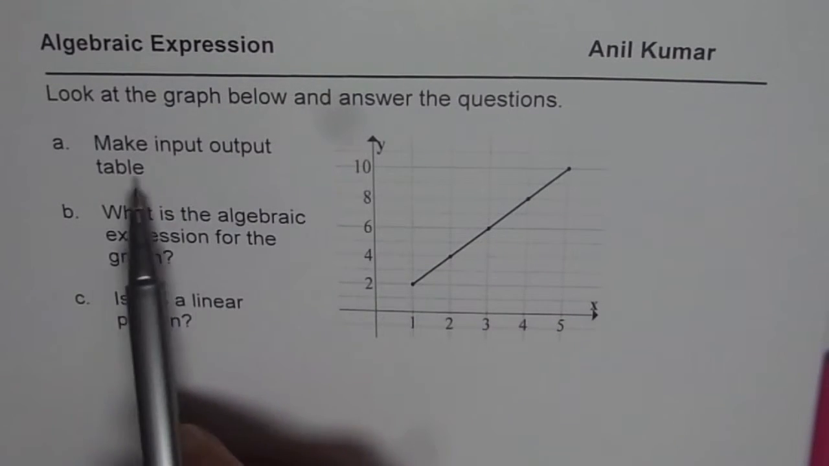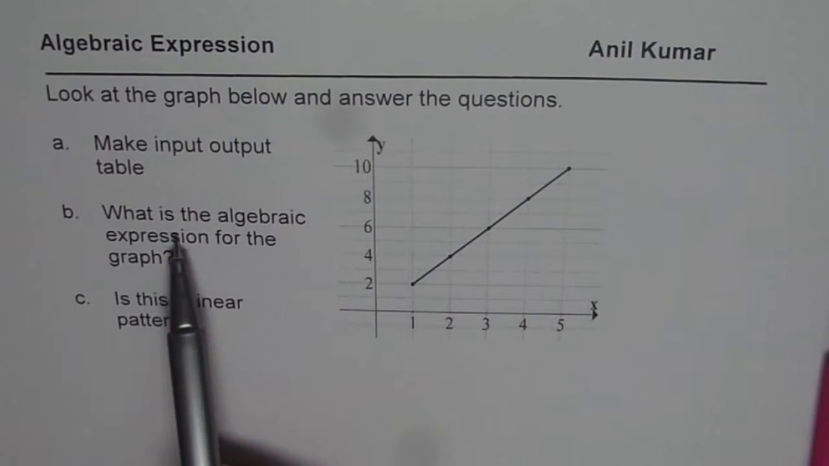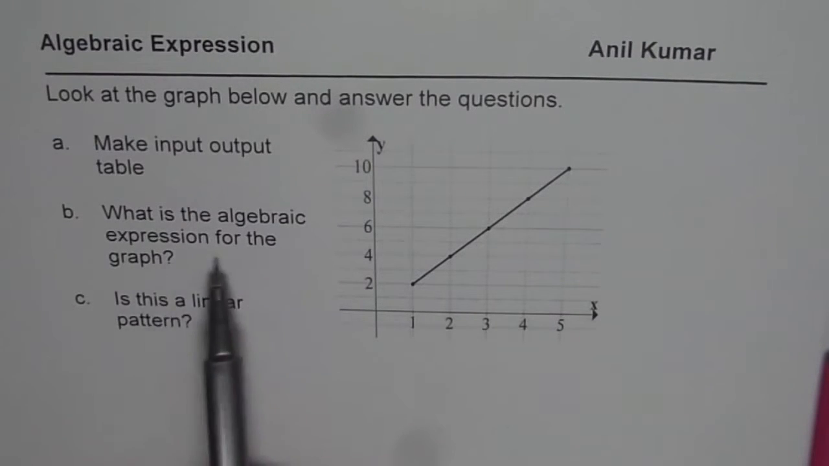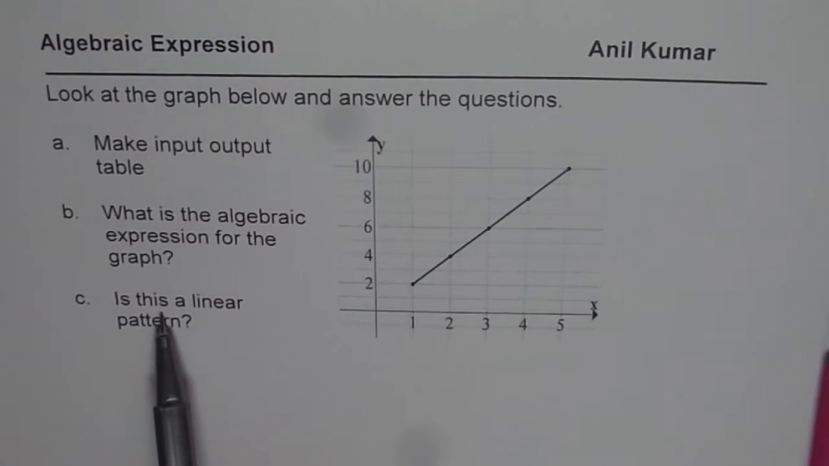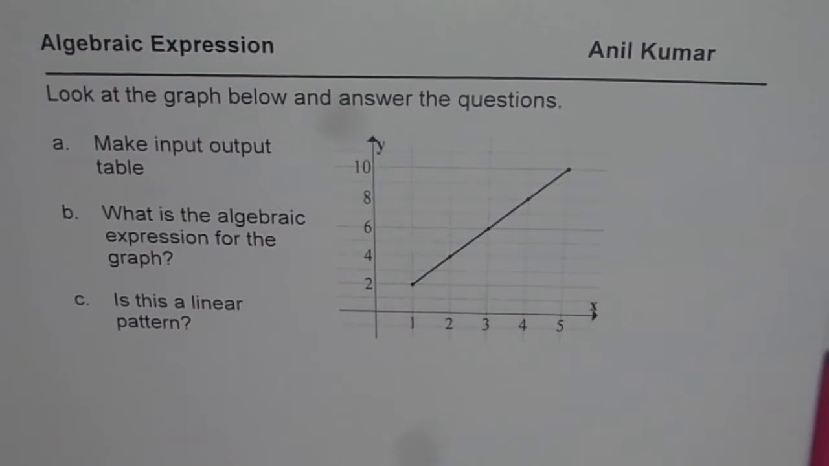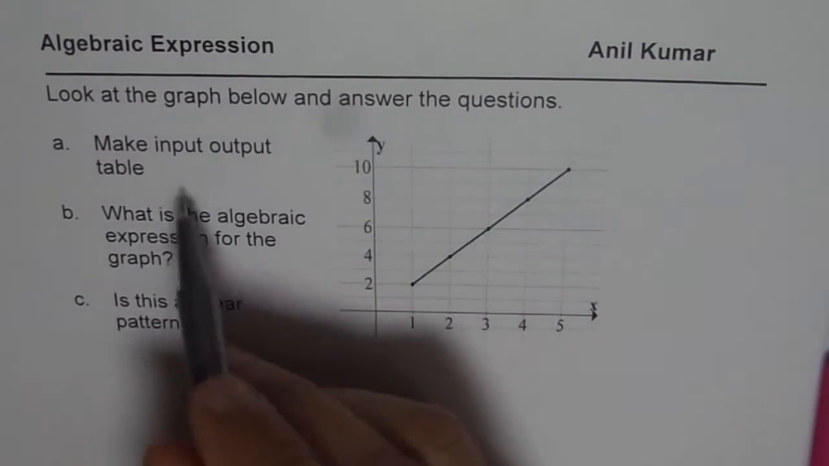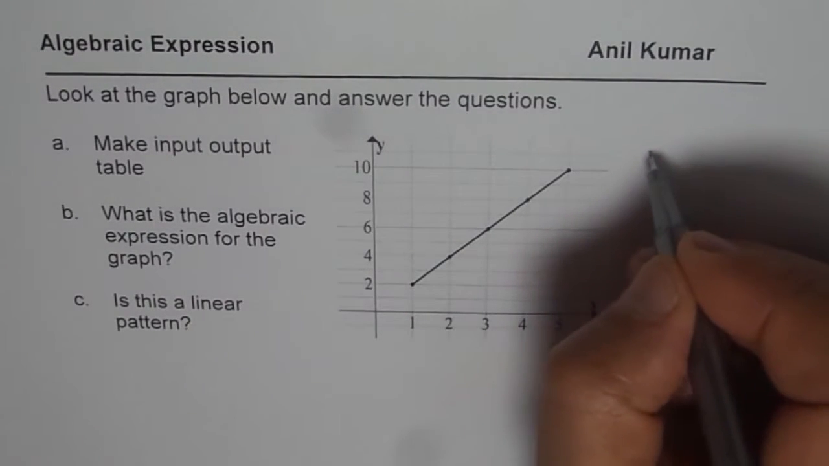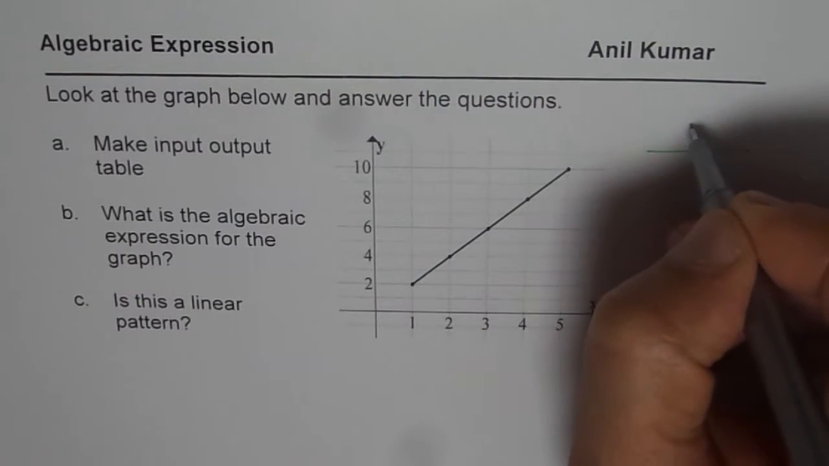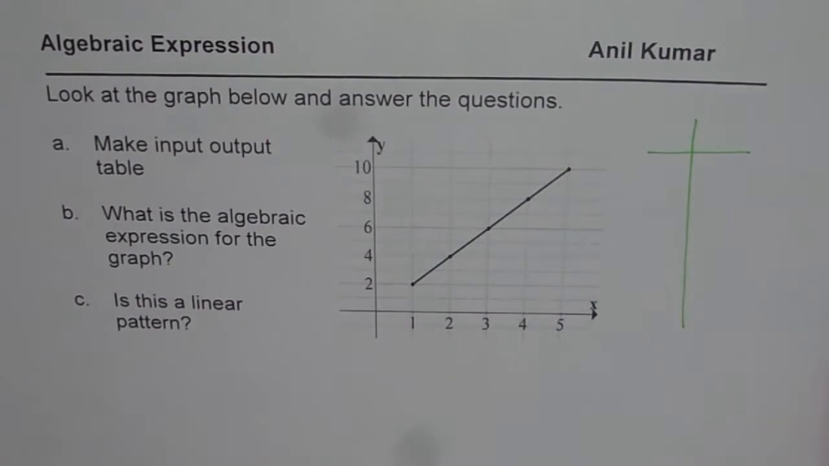Make an input-output table, that's the first part. What is the algebraic expression for the graph, and is this a linear pattern? So these are the different questions which we need to answer for the given graph, right? So let's begin by making an input-output table. That basically means that we'll have x values, which are the inputs, right?